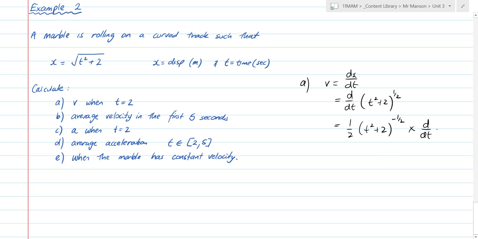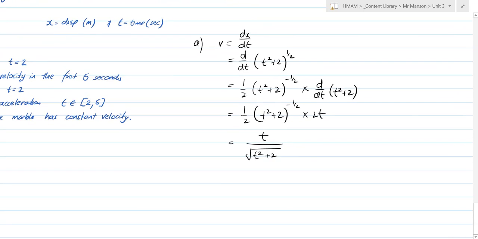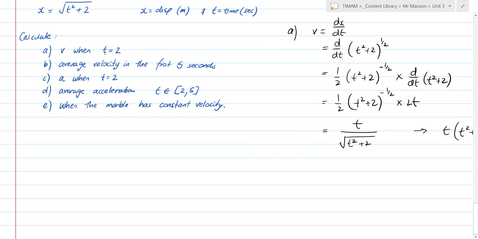Negative a half times 2t, and that of course simplifies down to, I'm going to write it like this, t over, because it's a negative power, the square root of t squared plus 2. But if I have to find the acceleration later on, it might be better to write it as t times (t squared plus 2) to the power of negative half. Because that'll be the one I can derive later on to get acceleration if I need to. Leave it at that. At t equals 2, I get this. V equals 2 over the square root of 4 plus 2. That's equal to 2 over root 6.